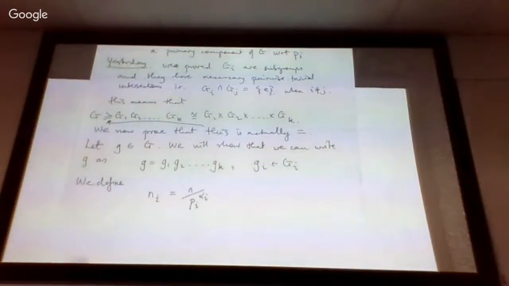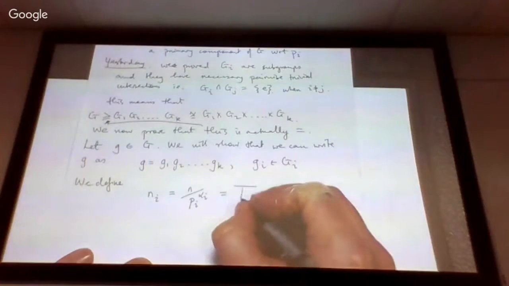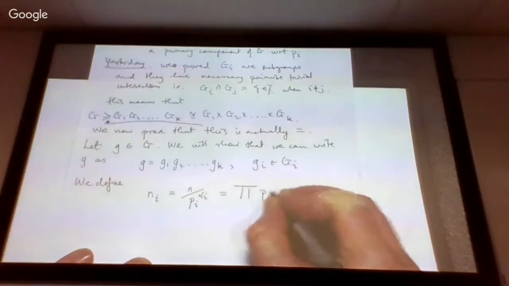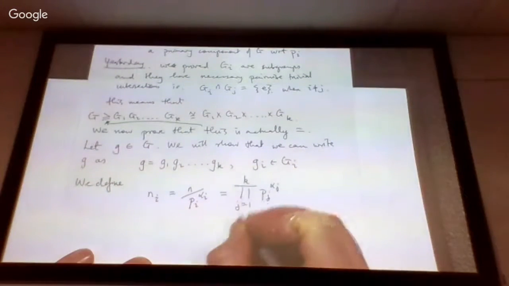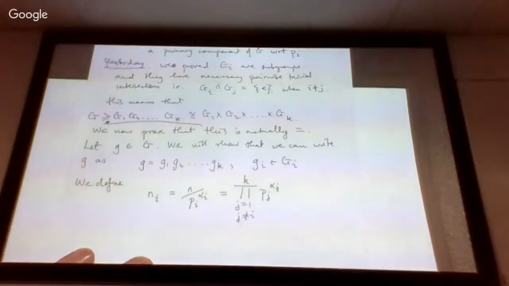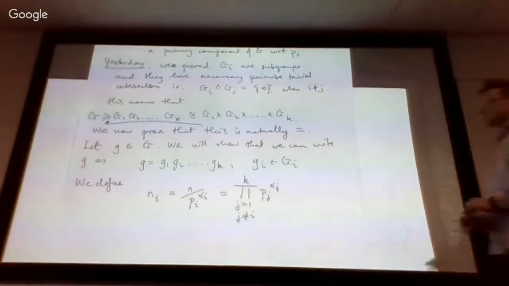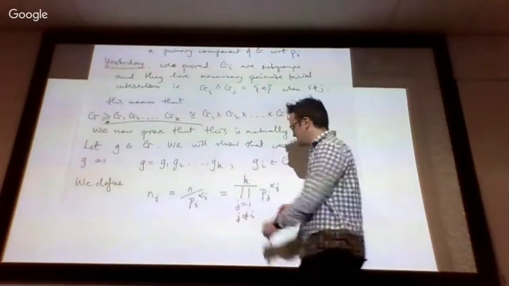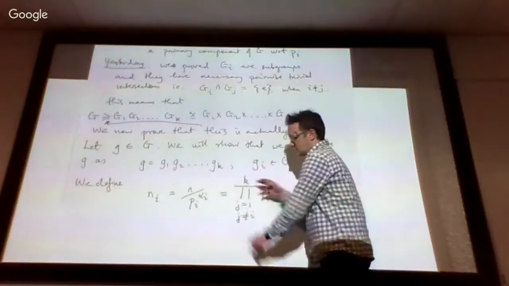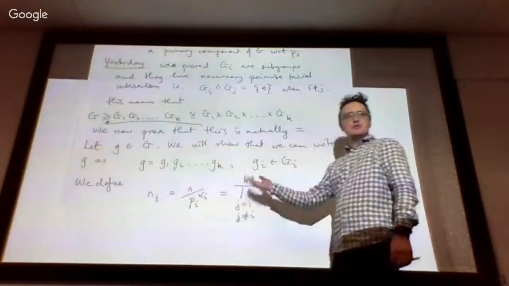In other words, you can also write ni as the product of all the pj to the alpha j, from j equals 1 up to k, except for i. So you leave out the ith prime. Does that make sense? We can form that by taking n, which is the product of all of those, and dividing it by the ith prime power to remove it from the product.